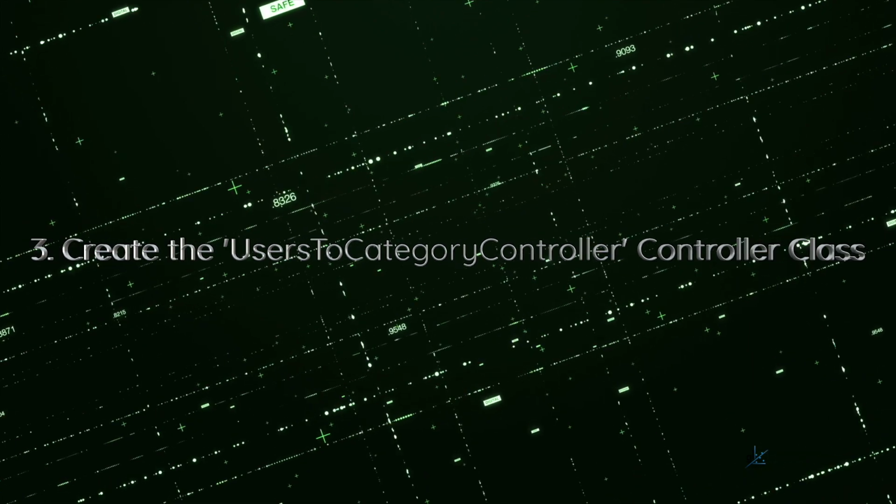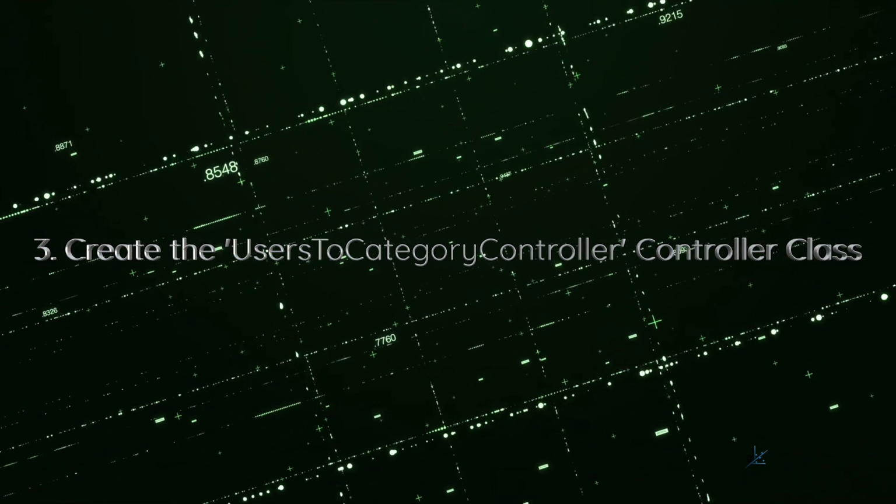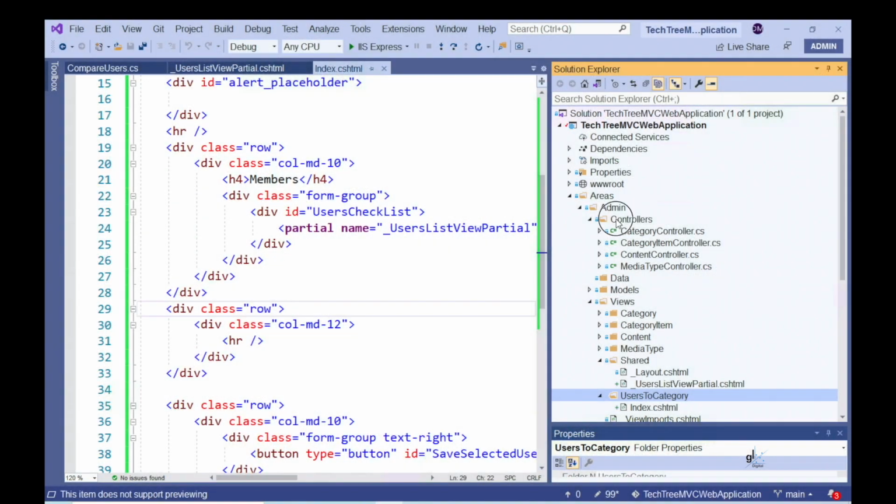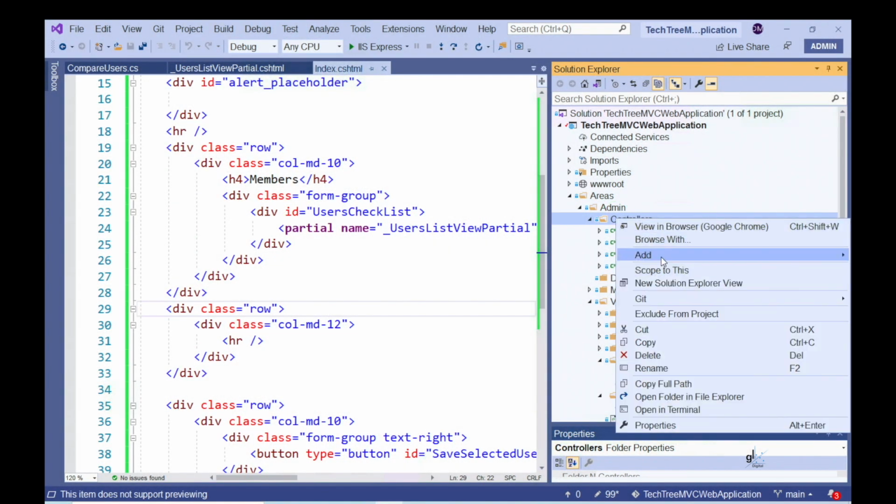Section 3. Create the UsersToCategoryController class. Let's create a class named UsersToCategoryController.